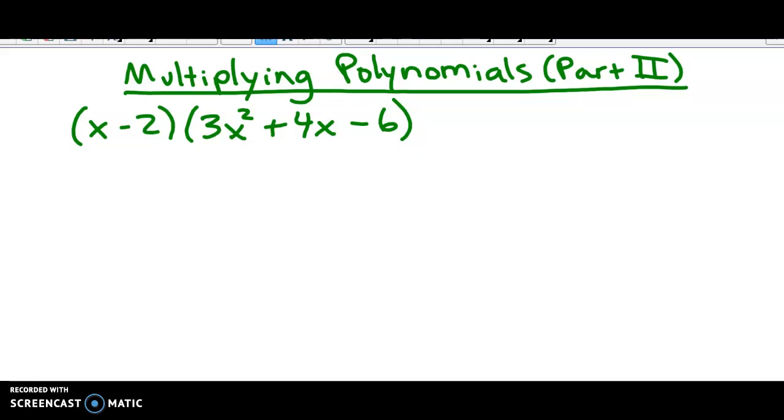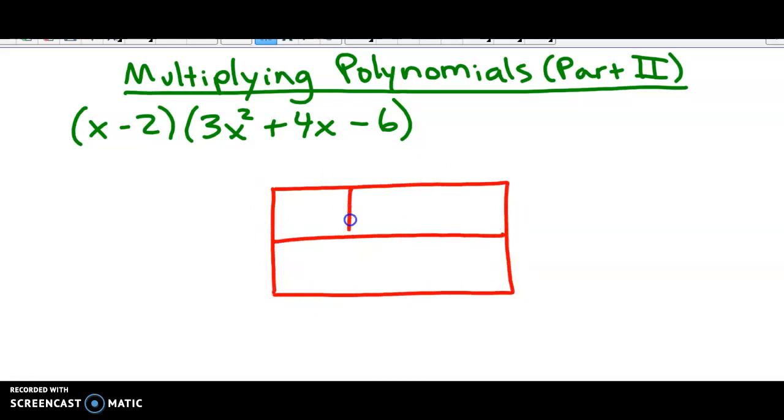Okay guys, so in this video we're looking at not just multiplying a binomial times a binomial anymore, we're multiplying a binomial times a trinomial. So if you're using the box method, you just need to make sure that we are creating a 2 by 3. So your box is going to be a little bit longer. So you can see I separated it into 2 boxes by 3 boxes. So the binomial is going to go on the side that has 2 boxes, x minus 2. And the trinomial will go on the side that has 3 boxes, 3x squared plus 4x minus 6.